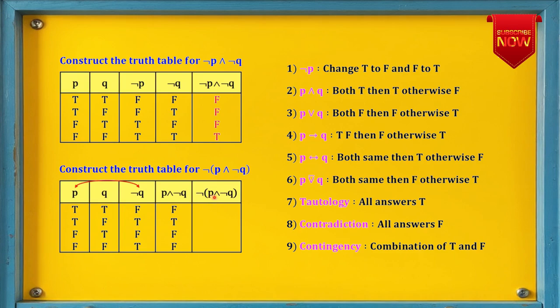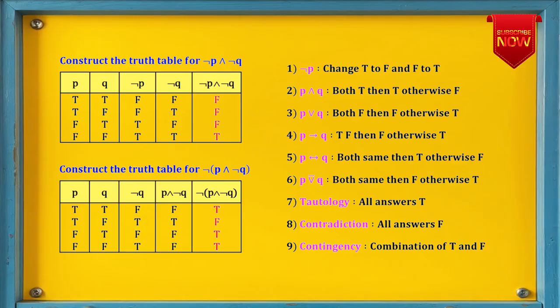So for this, we have to change T to F and F to T. So here, F change it to T, next T, change it to F, and then F change it to T, and finally F change it to T. So this is the final answer, T, F, T, T.